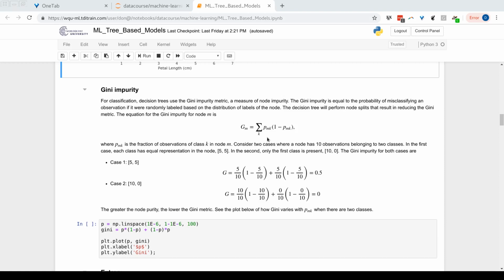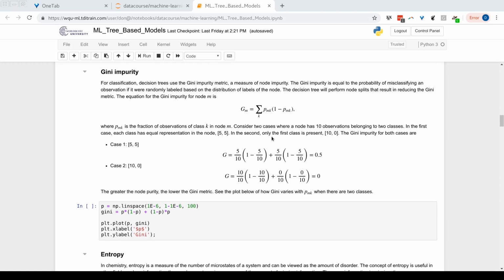So we have to calculate the fraction of the observations of each of the classes. If we have a situation in which we only have 2 classes, 5 observations in one, 5 observations in the other, then the Gini impurity metric will have a value of 0.5.